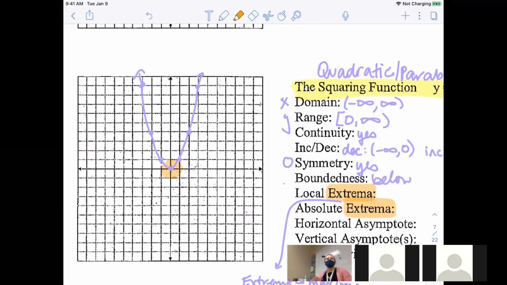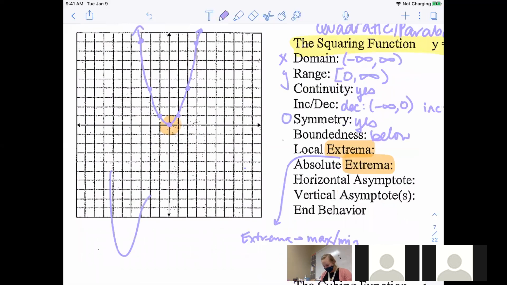Local means at a small level, right? If you think about local government, that's like our city government. It's just in a small area. If I draw this picture again, there's a couple different maxes and mins, but only one is the most minimum. This guy is the absolute. These guys are high for their area, and this guy is low for its area, but there are points lower than that.